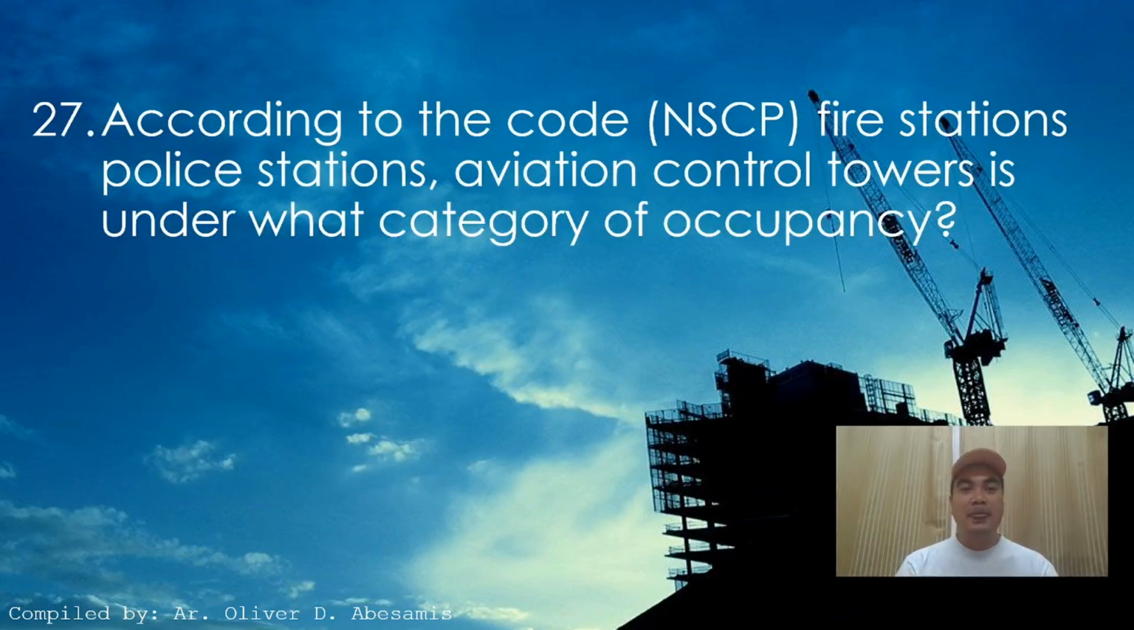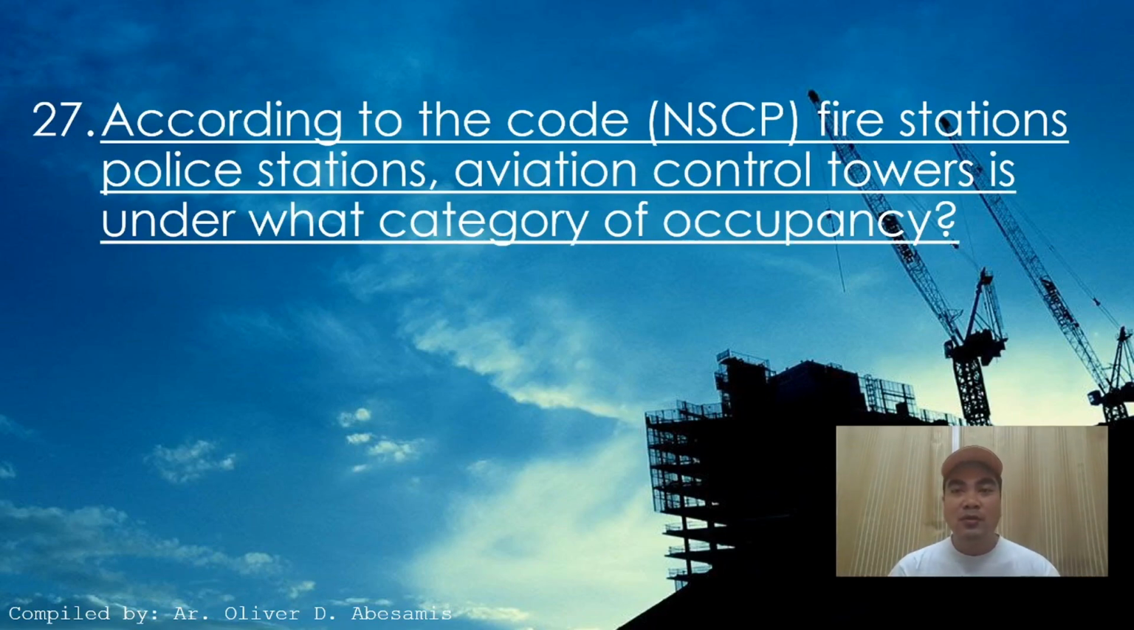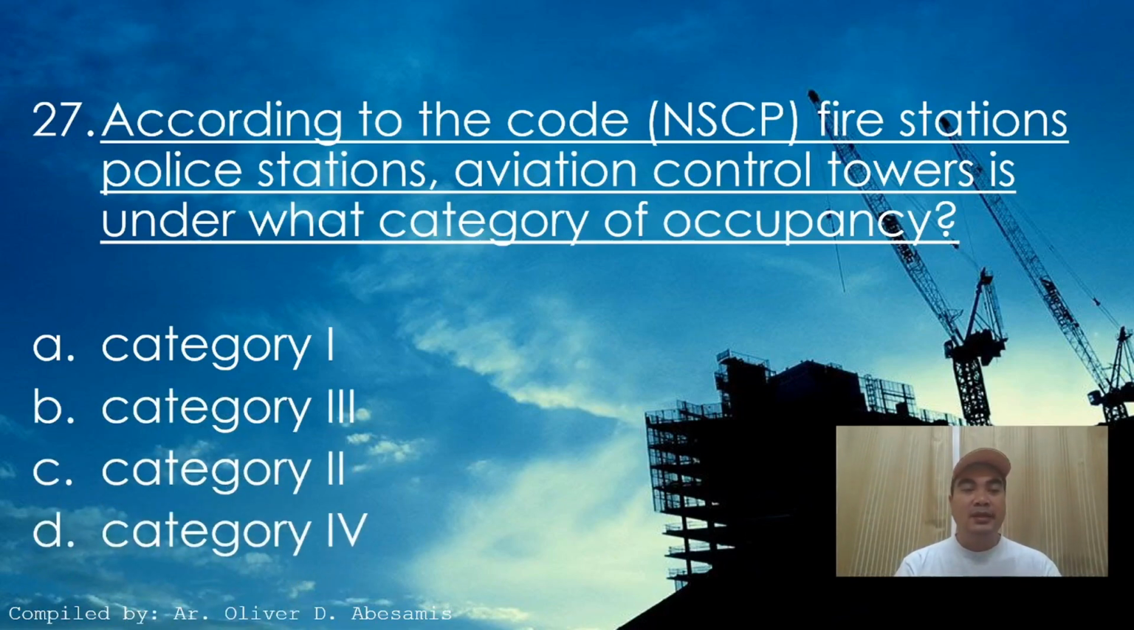Next, 27. According to the code NSCP, fire stations, police stations, aviation control tower is under what category of occupancy? A. Category 1. B. Category 3. C. Category 2. D. Category 4. Answer? A. Category 1.